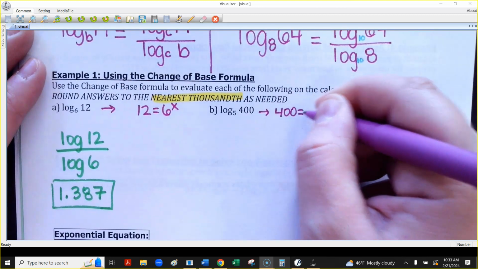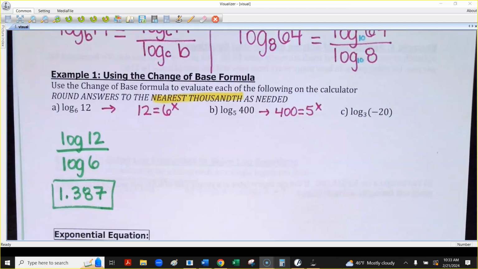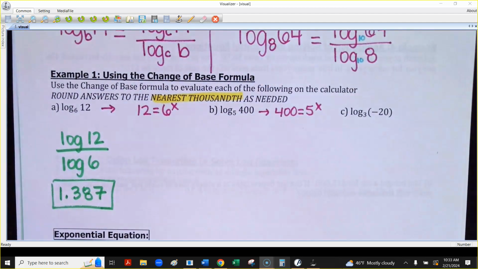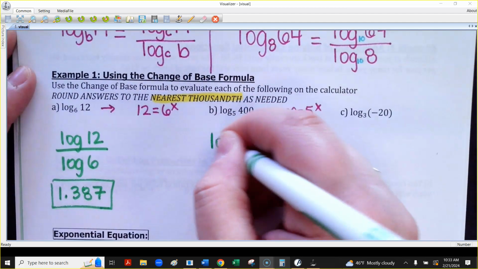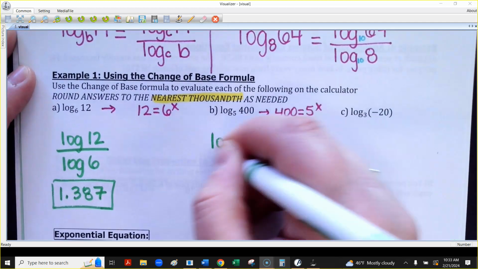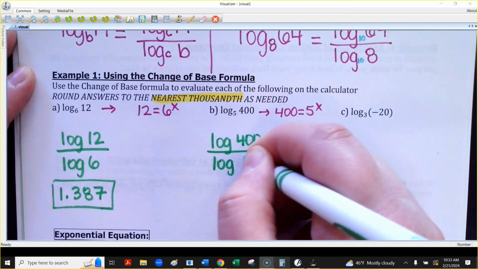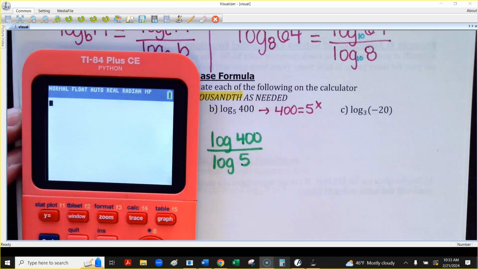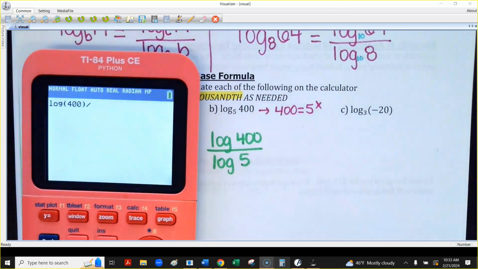All right, so again, you don't have to write this, but what this one means is 400 is 5 to this power. That's the exponential form. I can't do it directly because it's base 5, but if I change my base, I'll just use base 10, do log of 400 divided by log of 5. Whatever you're taking the log of goes on the top. Whatever the log of the subscript is goes on the bottom. Just close the parentheses. And like I told you, most of the time these are going to be not nice numbers, and that's totally fine.